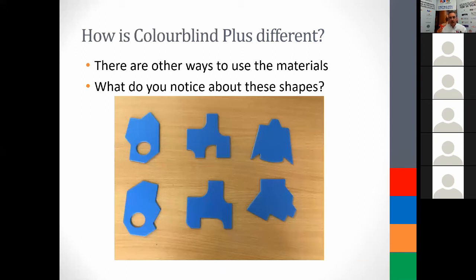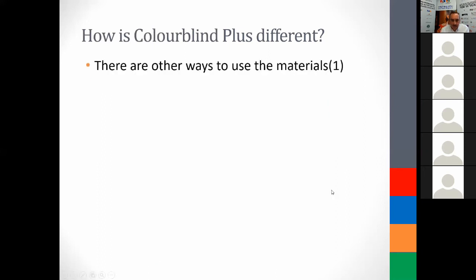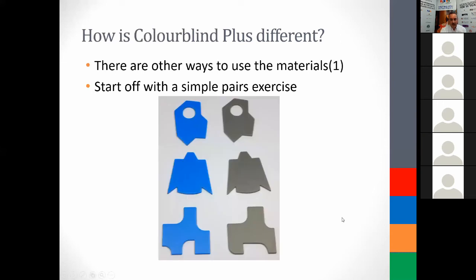Because clearly, if you throw a group straight into Colourblind Plus, this is going to be a really challenging communications activity. So the first thing we thought is this gives you a chance to start off with a much simpler exercise. And what we suggest in the manual is take 6 of the shapes, and you can see them here. You have a set of 3 blue and 3 grey.